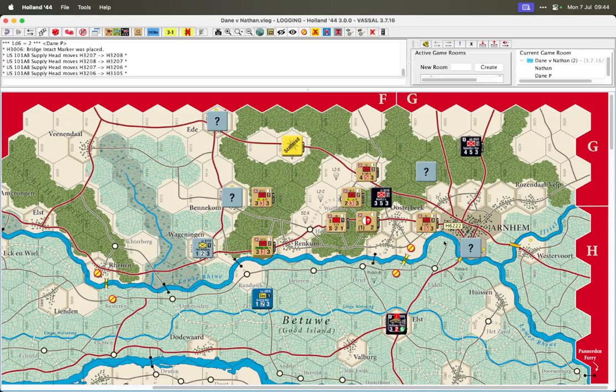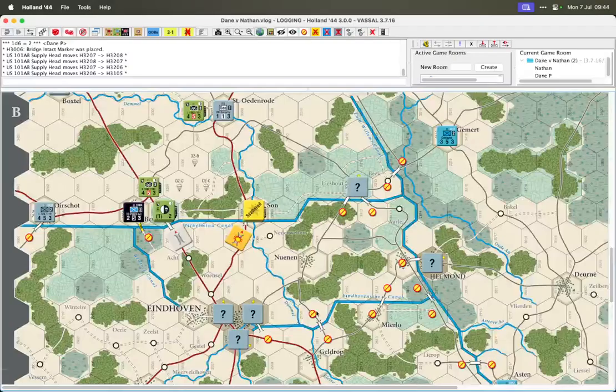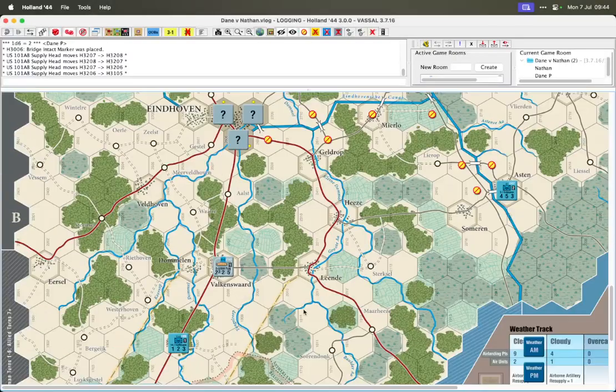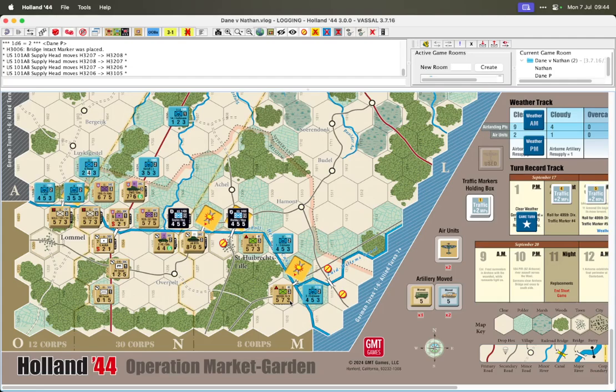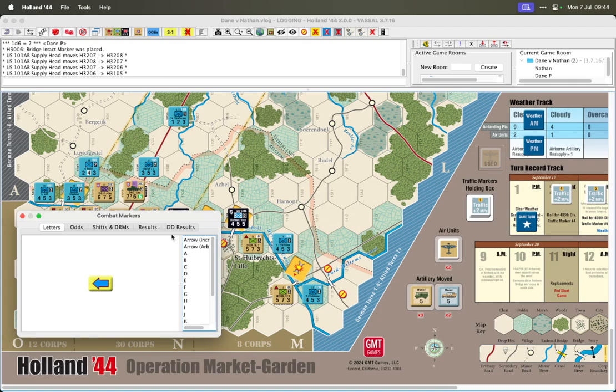All right. So, where have we moved everybody? I think we've moved everybody. Yeah, I think so. All right. So let me show you how I would do it in play by email. Okay. I'm using that 3-to-1 button. It's got letters. I find it really easy, right?